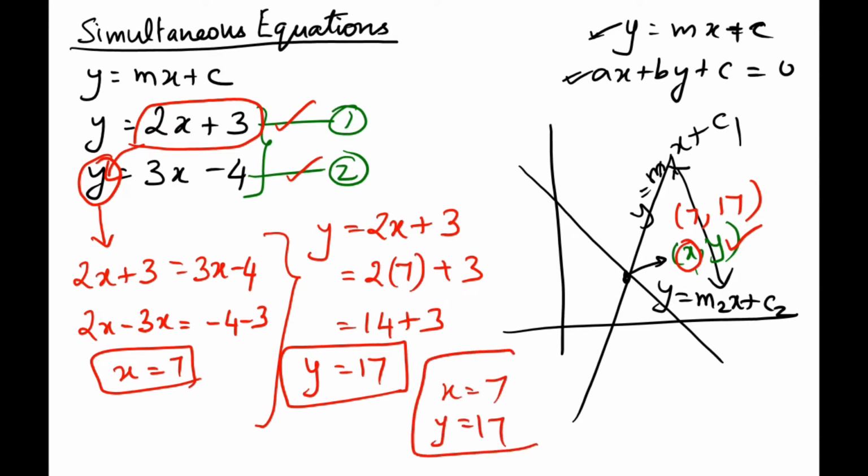So all the solutions for two simultaneous equations will be in terms of x is equal to something and y equal to something. So in this case, we have done this solving of simultaneous equation when both of them are in the form of y equal to mx plus c.